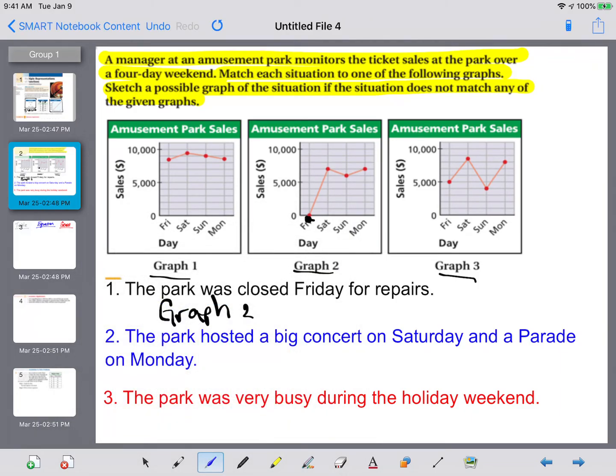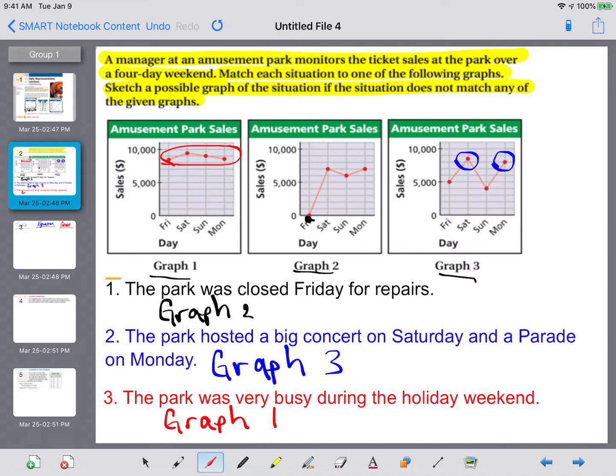Option 2, the park hosted a big concert on Saturday and a parade on Monday. As I look at the other graphs, I see graph 3 with high sales on Saturday and Monday, indicating they must have had an event that got them a few extra sales. And number 3, the park was very busy during the holiday weekend. All 4 days are high in sales, so I would attribute that to graph 1.